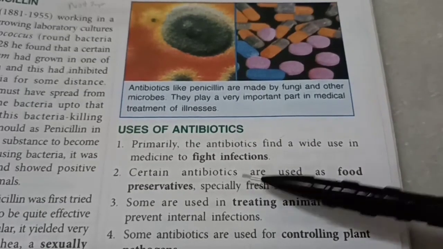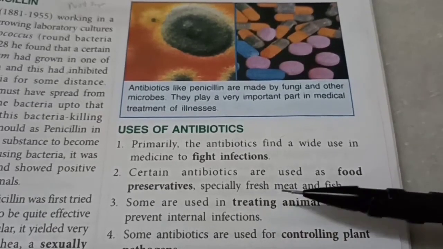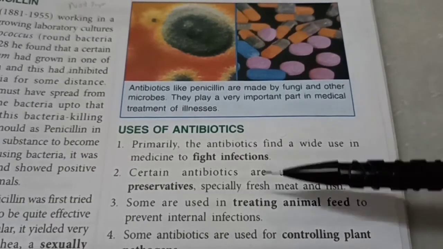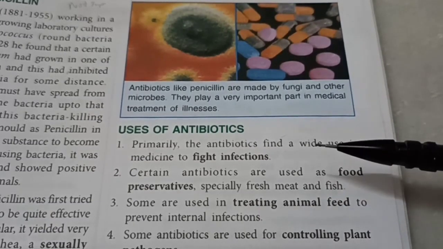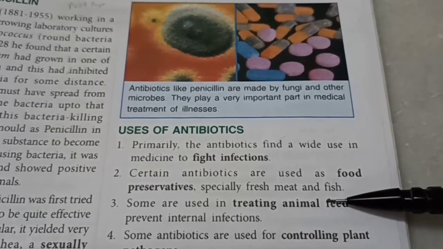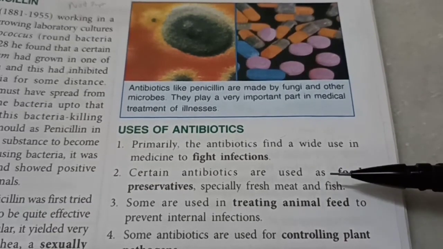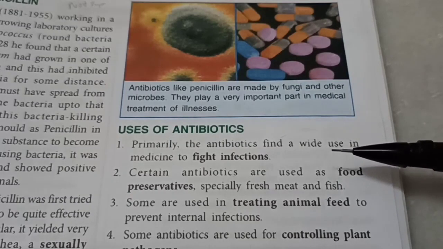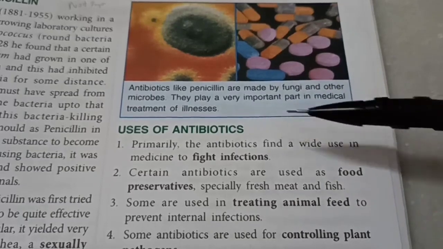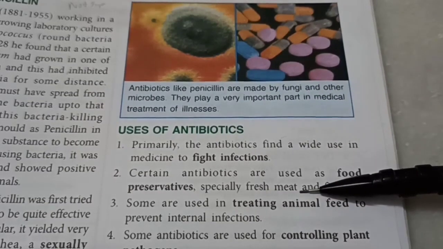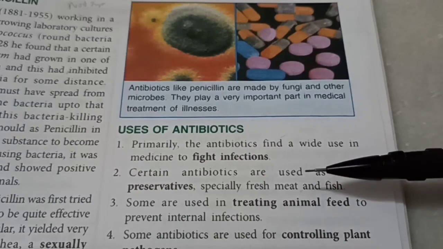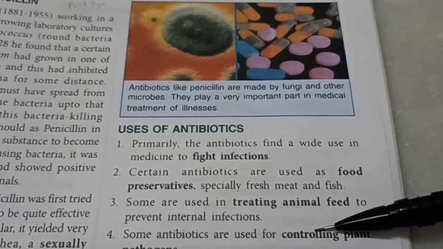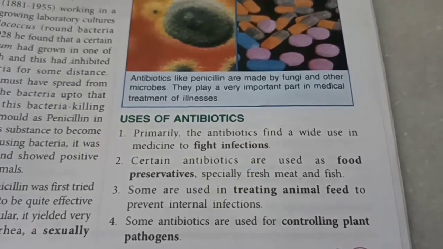Sometimes antibiotics are added in food preservatives like meat and fish as well, so that they don't get spoiled. So here the antibiotics work as food preservatives. Animal feed or animal food can also be treated with antibiotics because the food is not so hygienic, so they know that the animals will suffer from some diseases. So as a preventive measure, antibiotics are added, which is wrong because its overuse of antibiotics is what is leading to antibiotic resistance. Also, it can be used for controlling plant pathogens.